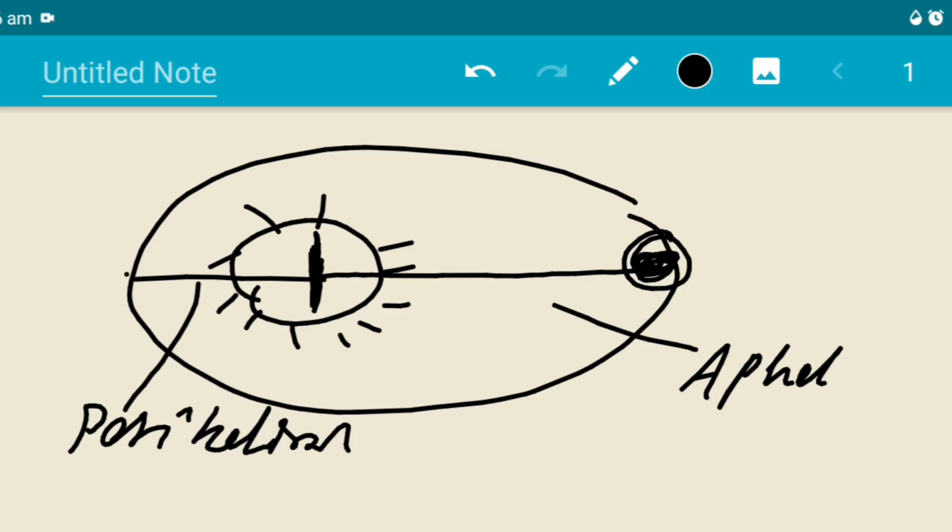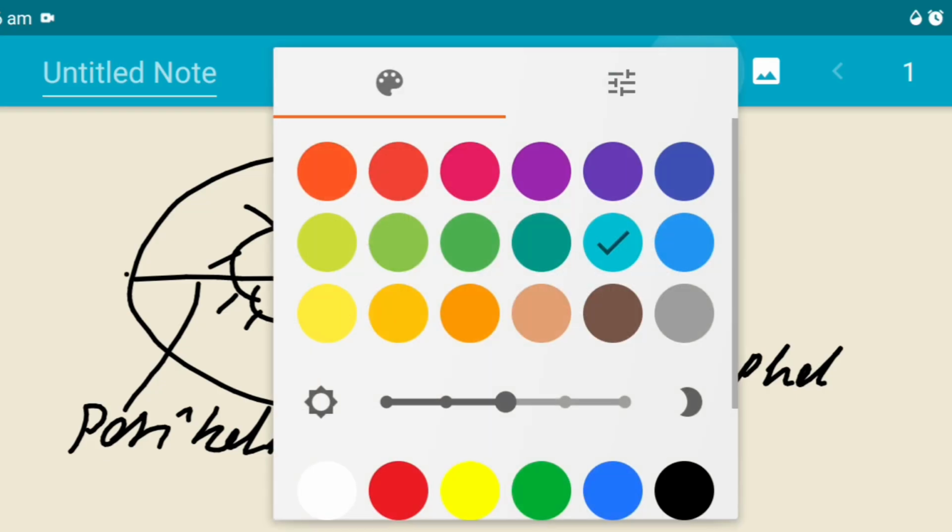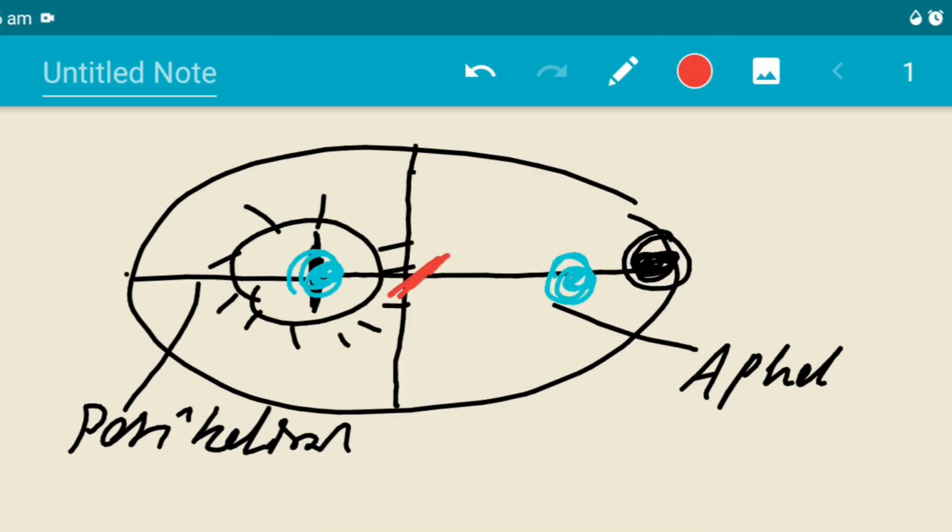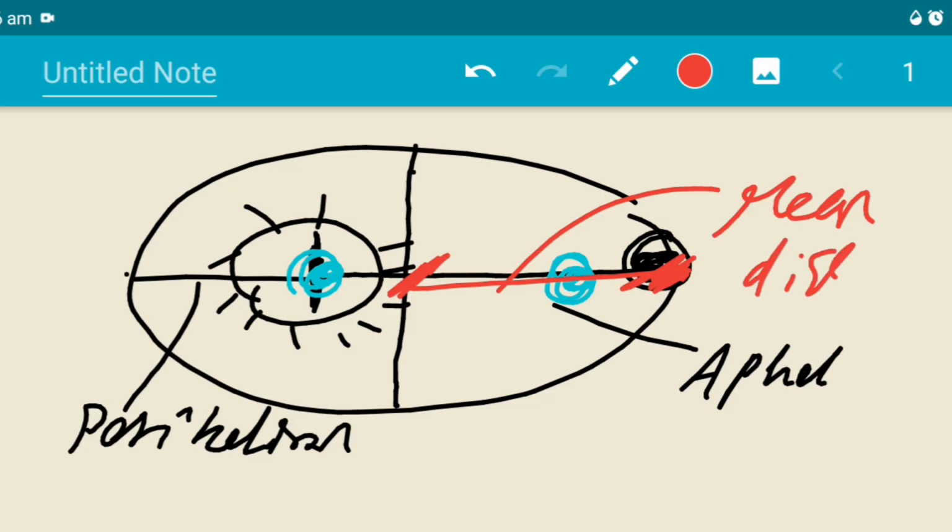Then please take note that this ellipse, when cut in half, will look like this. Then this is the focus, and so is this. So the distance from the center up to the vertex here is known as the mean distance. So kindly write this down. Then the distance from here to here is also known as the mean distance.